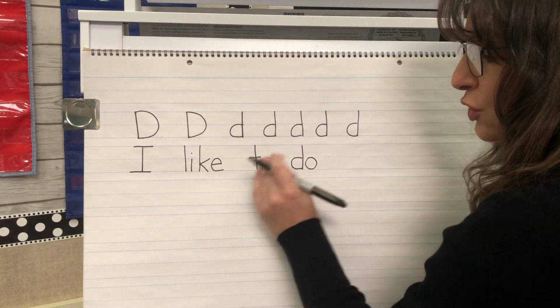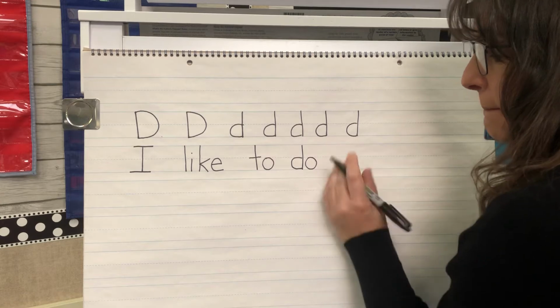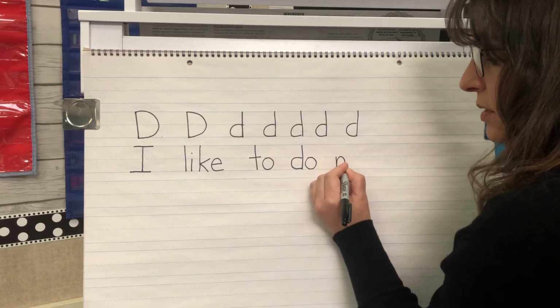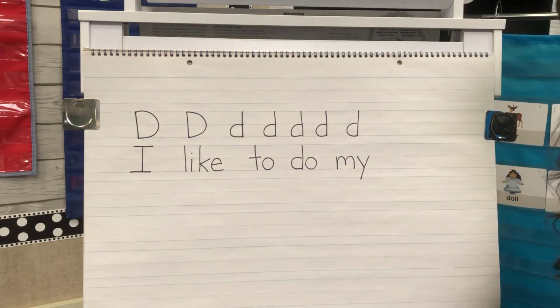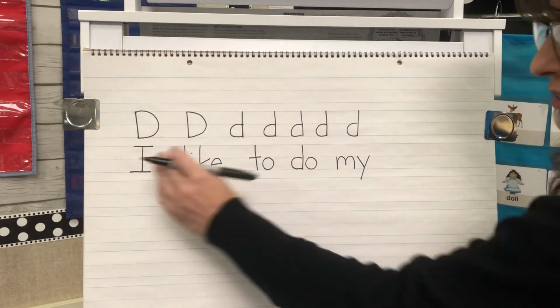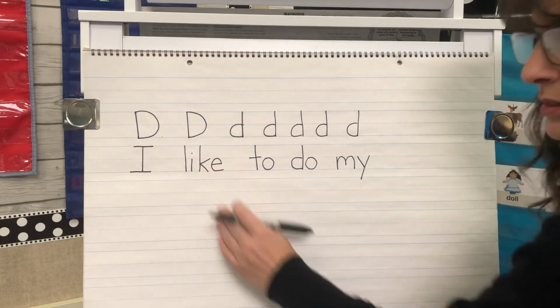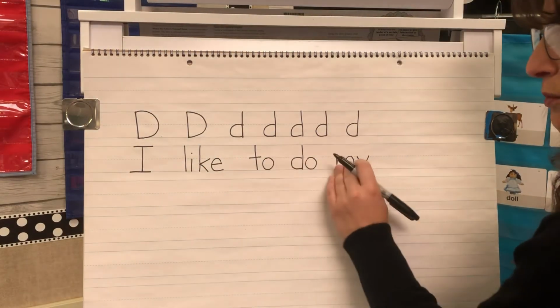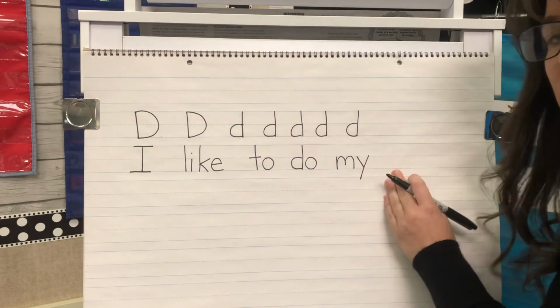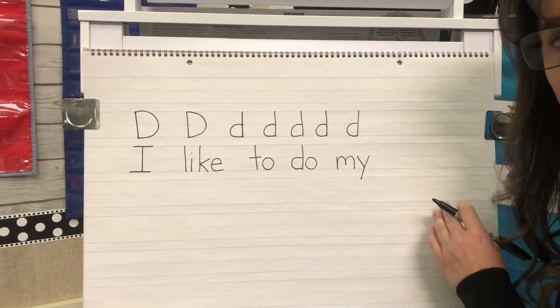I like to do, space, my, that's been a sight word also. So far, every word that I've written is a sight word. So we should know all these. I is a sight word, like is a sight word, to, do, my. I like to do my. Last word is not a sight word. So that means we have to sound it out.